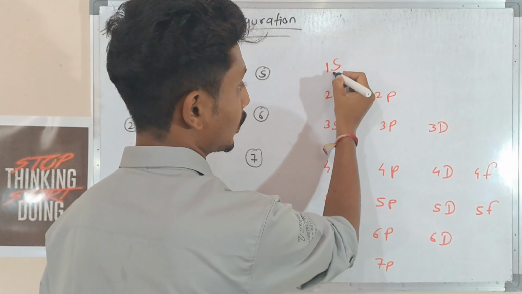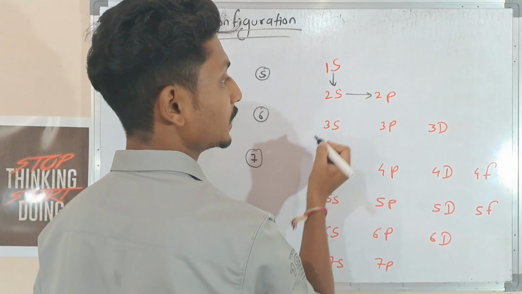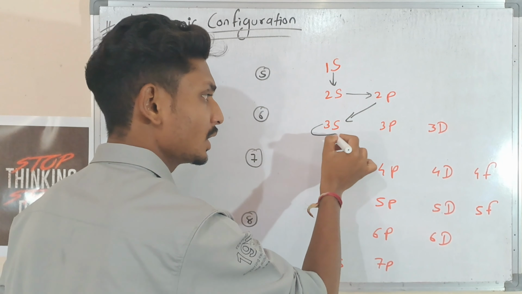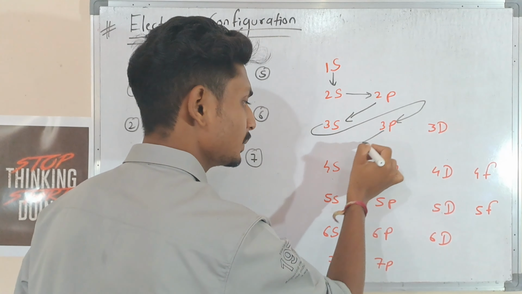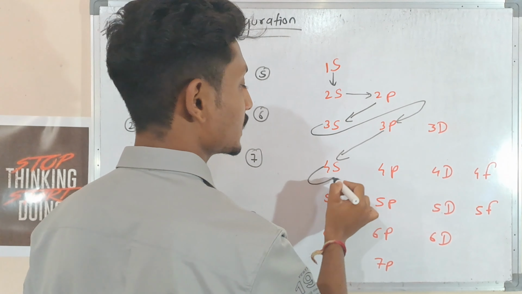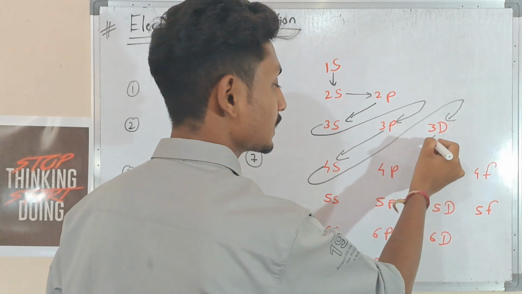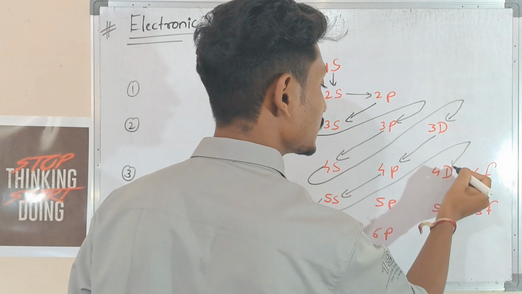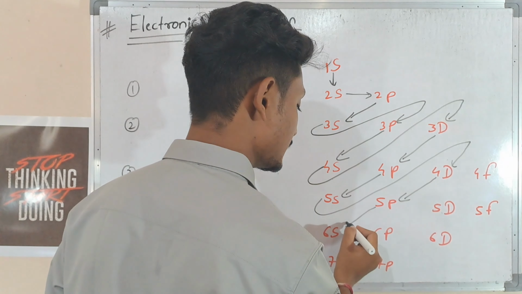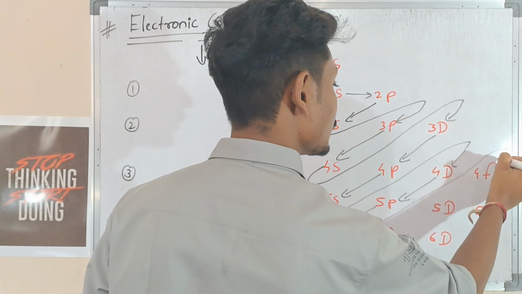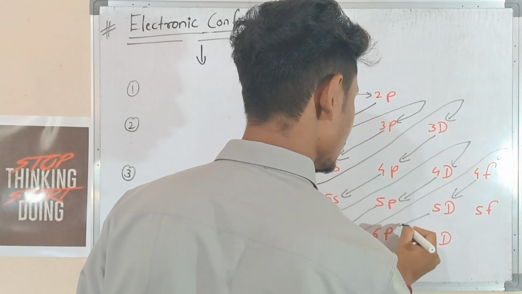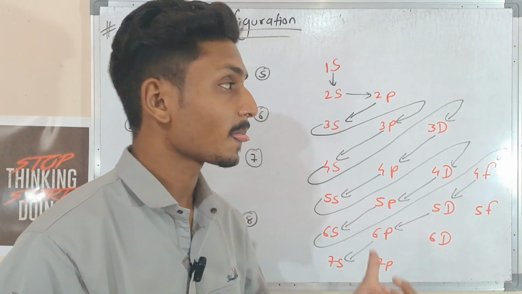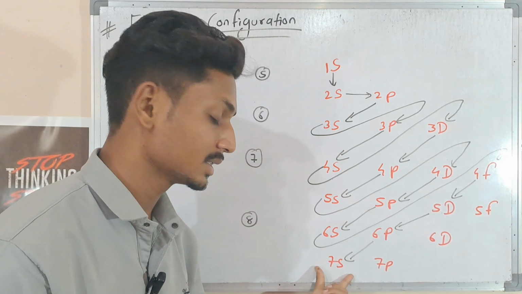You have to fill the electrons in this order: firstly in the 1s orbital, then 2s, then 2p, then 3s. Then from 3s you come back to 3p, which fills before 4s, and 4s comes back to 3d and 4p, then 5s, which comes back to 4d, then 5p, 6s, and 4f, 5d, 6p, 7s. This is the energy level: lower energy level to higher energy level.